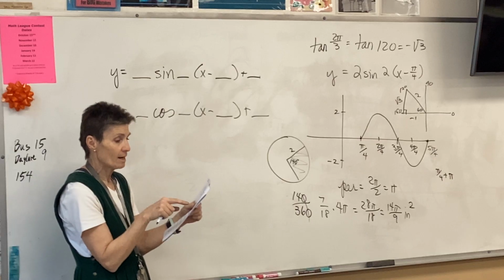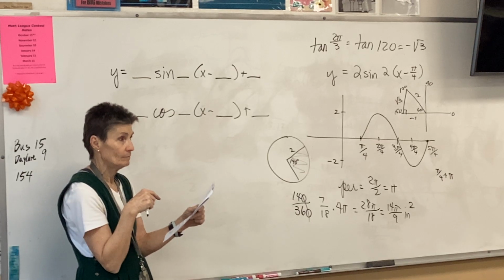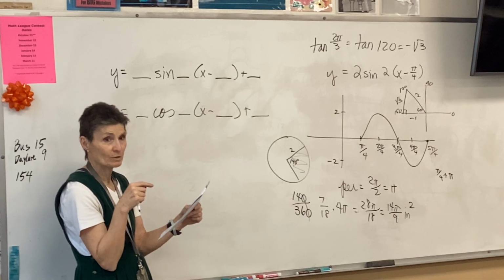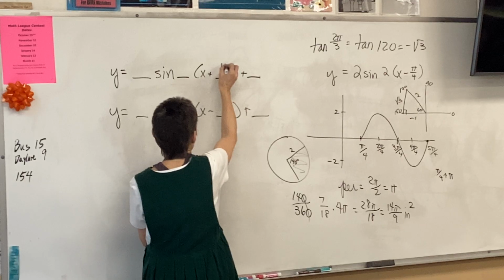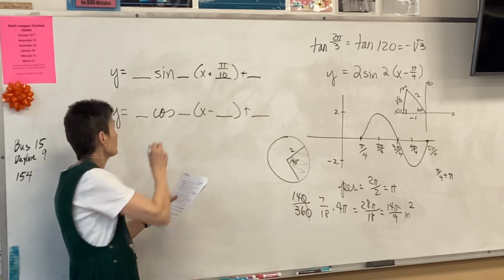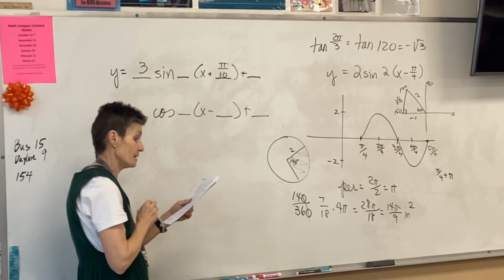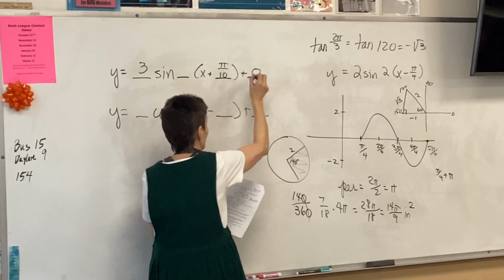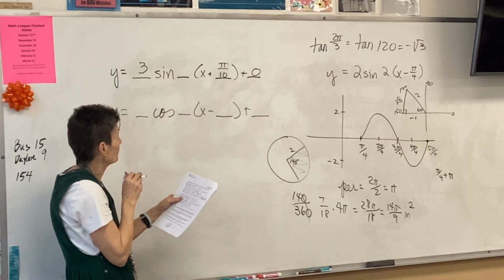If we think sine, then I think we're gonna start at negative pi over 10. Which is just pi over 10. So that means x plus pi over 10. And the amplitude is 3. And the vertical shift is none, so you can leave that off, or just put plus 0 there.